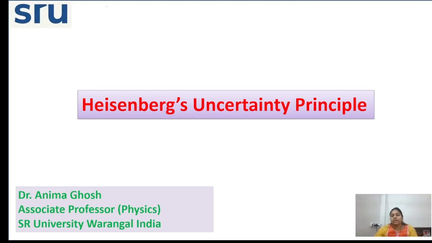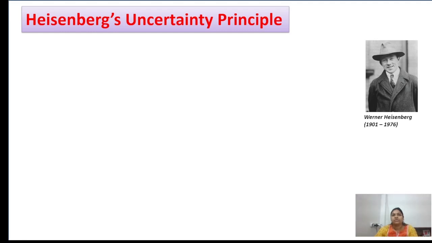So, we know in classical physics, it is assumed that we can measure both the position and momentum of a particle with complete accuracy. If we know the particle's mass and its velocity, we can easily find out position and momentum, which are related to the particle's physical properties. However, when we move to the microscopic world of atoms and electrons, this assumption no longer holds true.